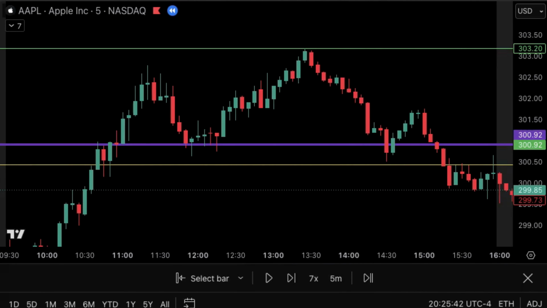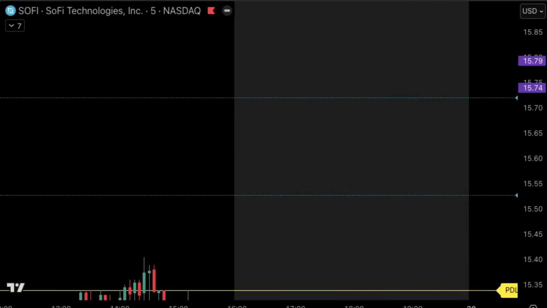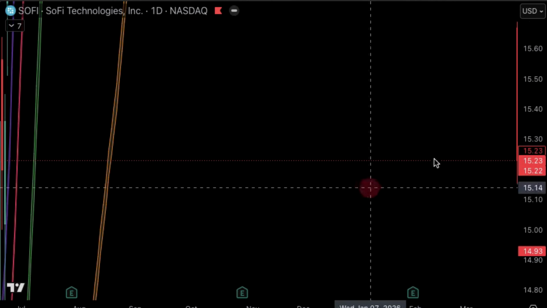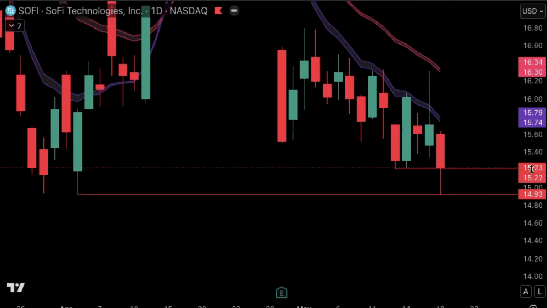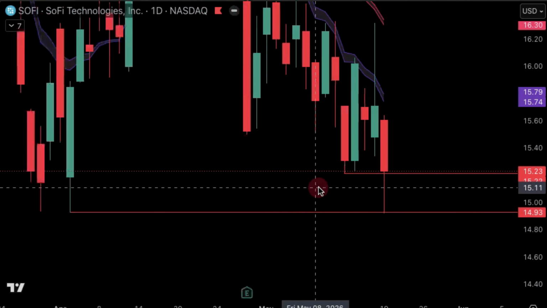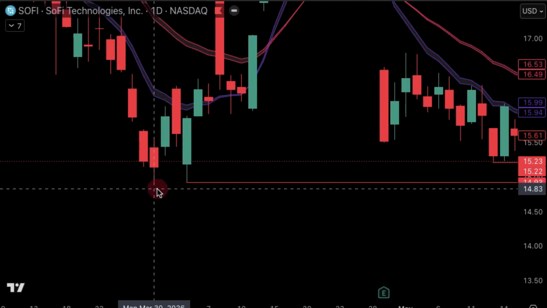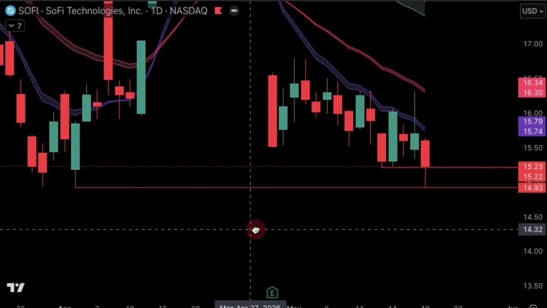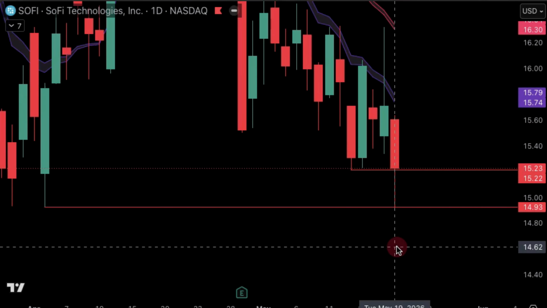Then today, I'll get out of the replay mode rather. Then today, if I go to the daily on SoFi, I had this consolidation low marked out. That's the first red line. And then I also had the lows of this kind of consolidation area back here around this March 30th to April 2nd, around that area. These lows I had marked off. And as you can see, that level was respected almost perfectly.